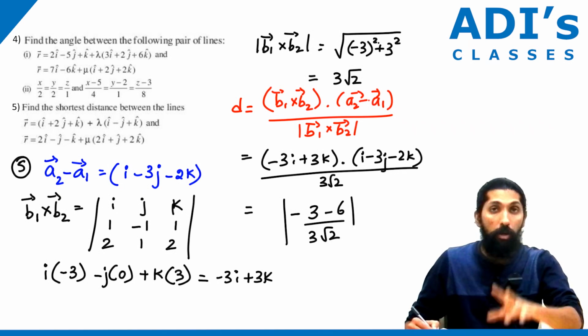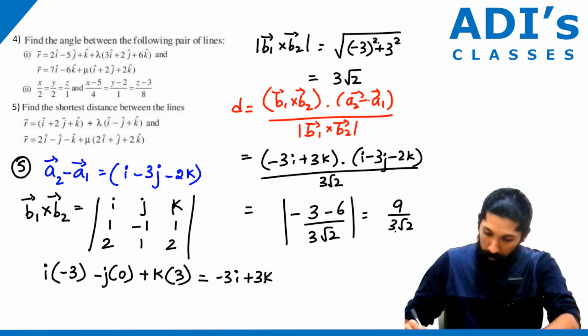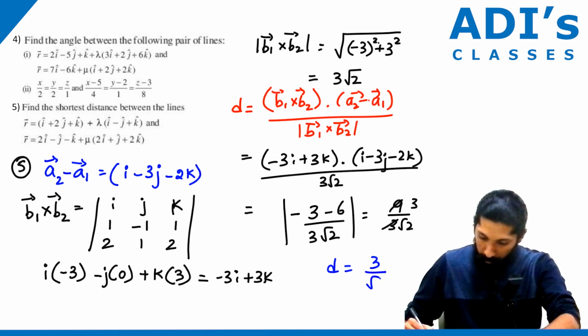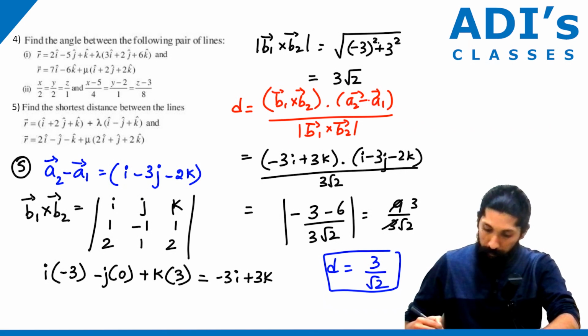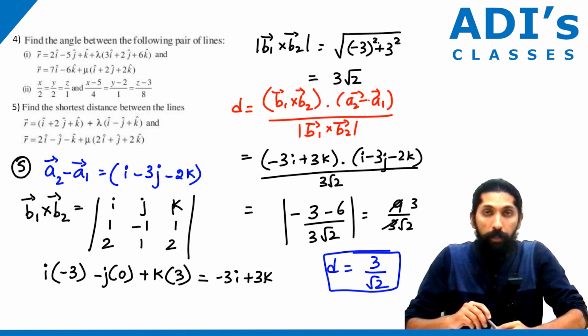Remember, there is a modulus. Distance can't be negative. 9 by 3 root 2. So 3 and 3 cancels. So what do we get? D is equal to 3 divided by root 2. So finally this becomes the answer. So the answer for the last one is 3 by root 2.